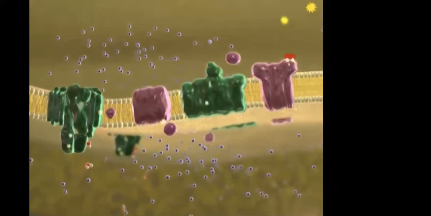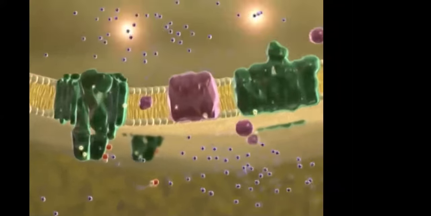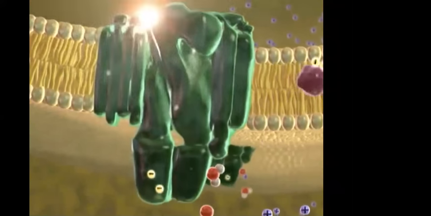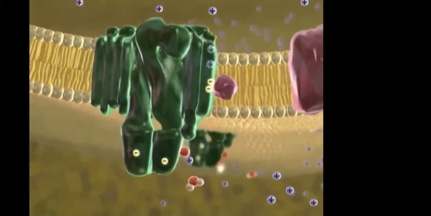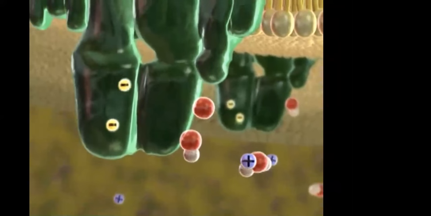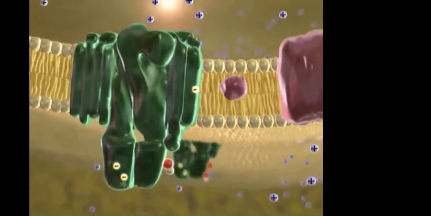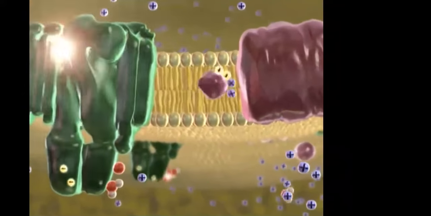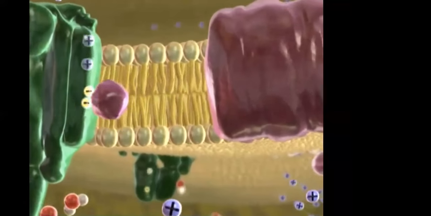Now let's take a closer look at the steps of the light reactions. The photosystem on the left absorbs light energy, exciting electrons that enter the electron transport chain. Electrons are replaced with electrons stripped from water, creating oxygen as a byproduct. The energized electrons flow down the electron transport chain, releasing energy that is used to pump hydrogen ions, the blue balls, into the thylakoid.